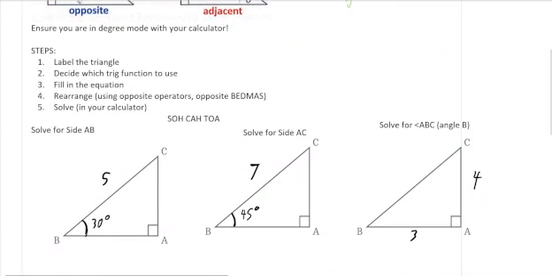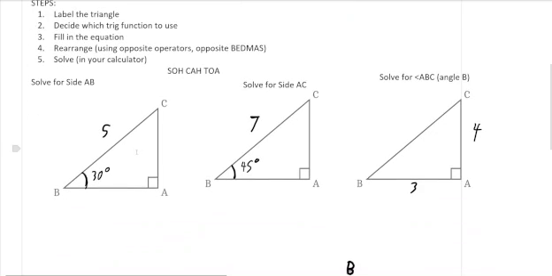So, in degree mode, what do we do? We label the triangle first. We decide which trig function to use, fill in the equation, rearrange using opposite operators, opposite BEDMAS, then solve in your calculator. So, let's try these three questions right here. I'm going to scroll down just a tiny bit. There you go.